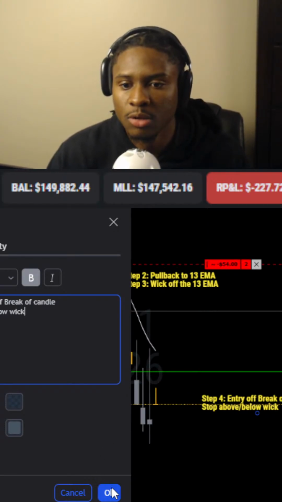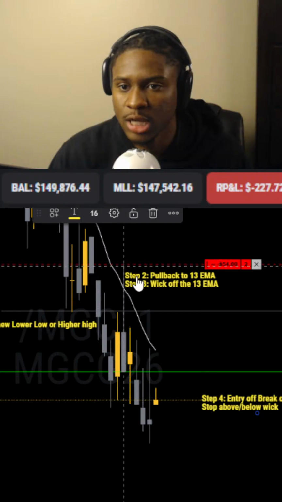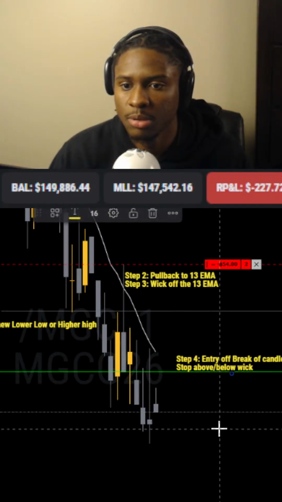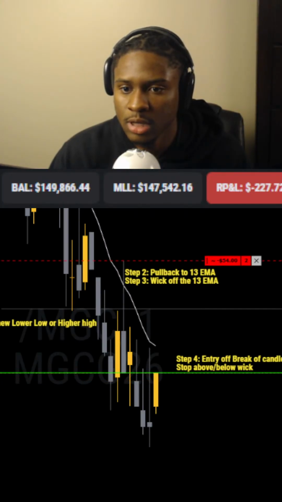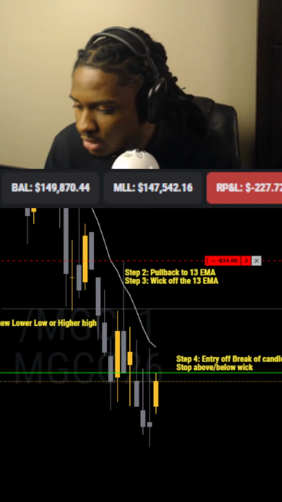Stop above or below the wick. Nice. And that's where our stop is here, above the wick. Now let's go ahead and manage this trade.